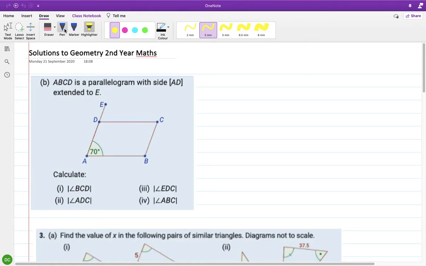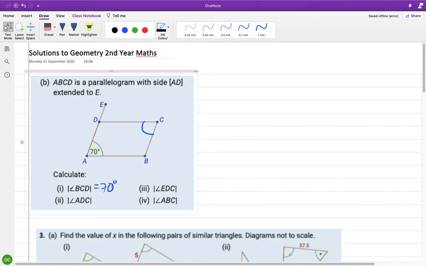Anyway, ABCD is a parallelogram with side AD extended to E, so you can see that over here. Angle BCD, yeah, is this one here. So that's 70 degrees, and the reason is opposite angles in a parallelogram.